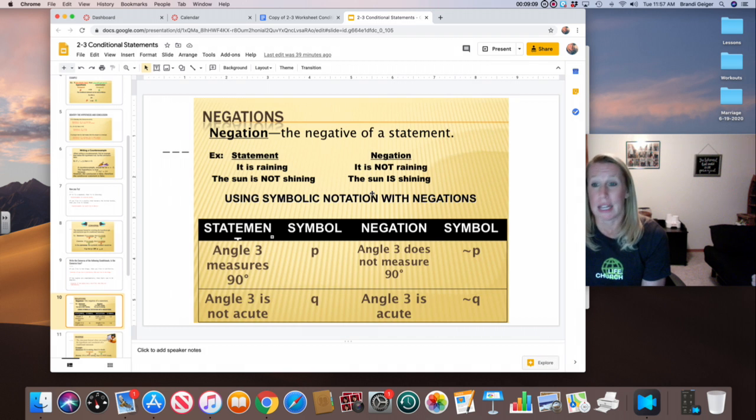Let's talk about negation. The negation of a statement is just the negative of a statement, or the opposite of the statement. So for example, if my statement says it is raining, my negation would be it's not raining. If my statement says the sun is not shining, the negation would be the sun is shining.